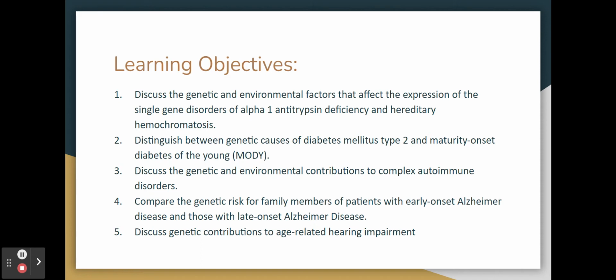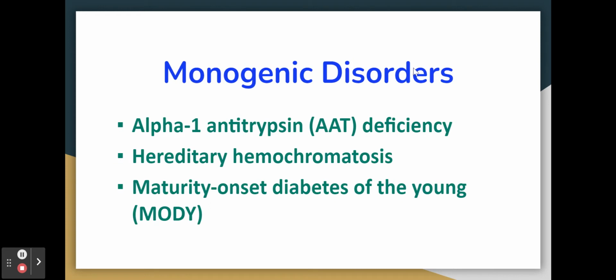how they differ. MODY is actually a monogenic disorder. Diabetes mellitus type 2 is very heritable, but we're not exactly sure how many genes are involved. It could be up to 70, and they do interact with the environment. We'll discuss complex autoimmune disorders such as lupus, multiple sclerosis, and rheumatoid arthritis, and the genetic factors involved in that. And then we'll get into a discussion about Alzheimer's and age-related hearing impairment. So we'll go ahead and get started.